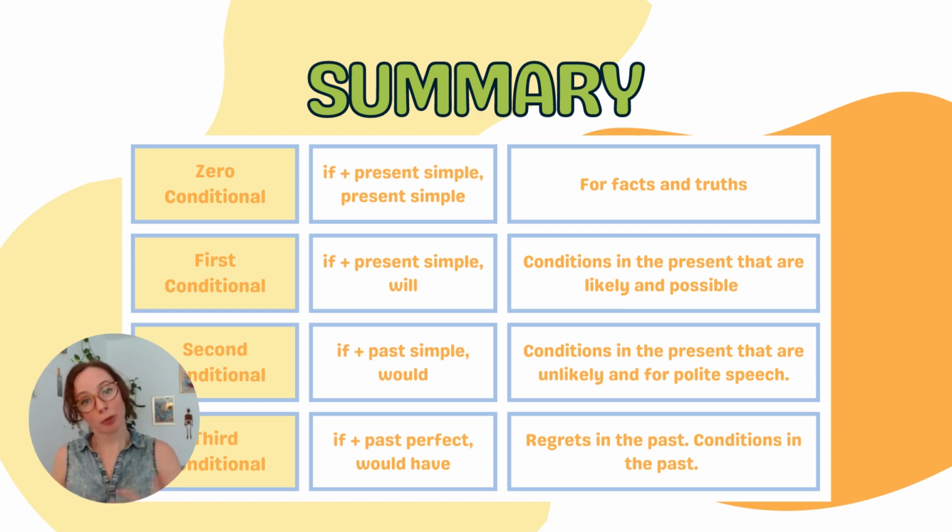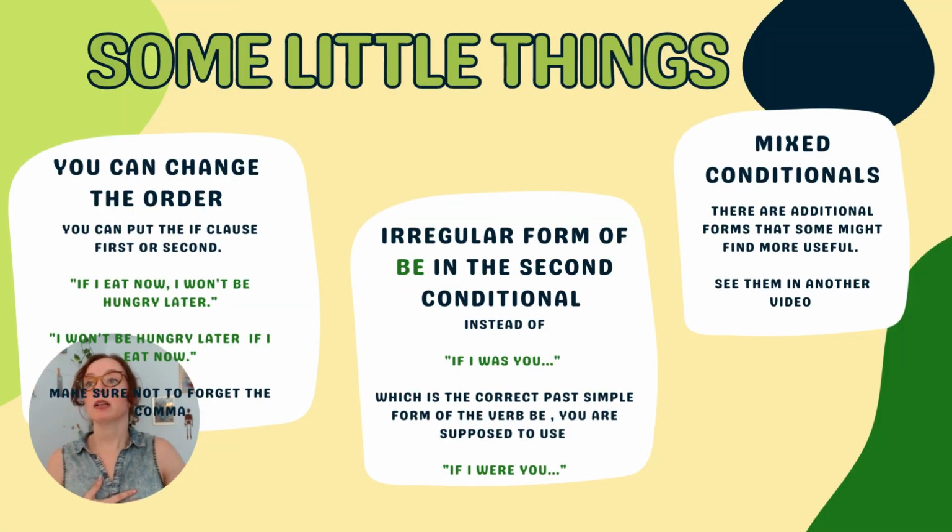Here's a little bit of a summary of when we use these. But I also want to go into a little bit about some complications. So the form that I keep using is with the if clause first. But you can change the order, so you can put the if clause second. But remember, if the if is first, you need a comma after it. If I had known, comma, I would have told you, for example.